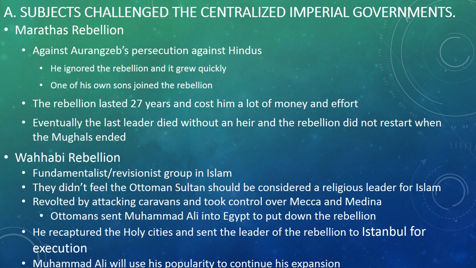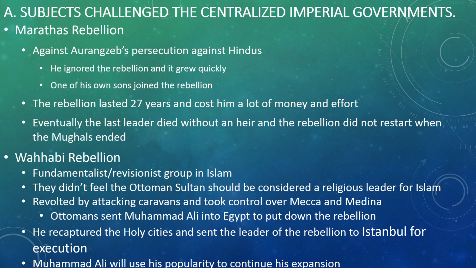And then you have the Wahhabi Rebellion. That's a fundamentalist rebellion. This is a group of people in Islam who do not like the Ottoman Sultan, and they don't believe that he should be considered the religious leader for Islam, which was in place for quite some time, since the Ottoman Empire was controlling all of the major points of the Islamic world. Eventually, this rebellion leads to trade being impacted because the rebels are attacking caravans on the trade routes, and Mecca and Medina, some of the holiest cities within this Islamic center, are taken over and controlled as well.